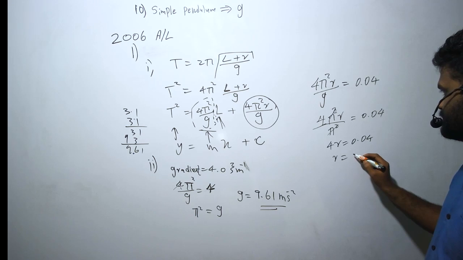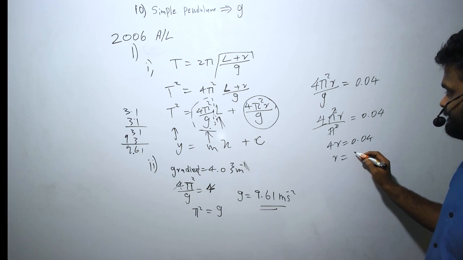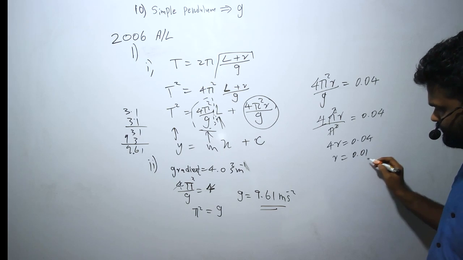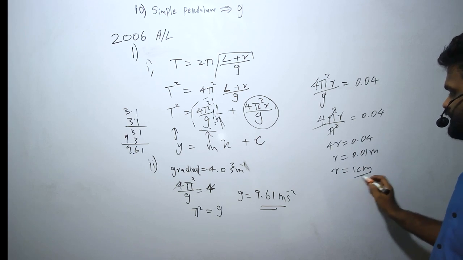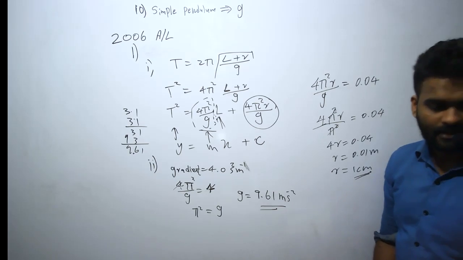So r is what? 0.01 meters. So that is 1 centimeter, right? So the radius of the bob is 1 centimeter.